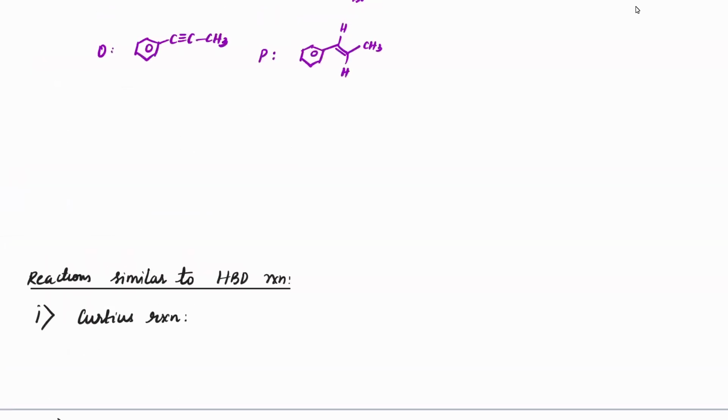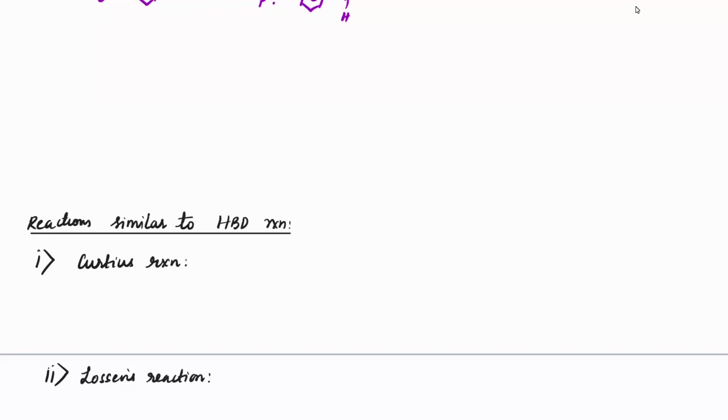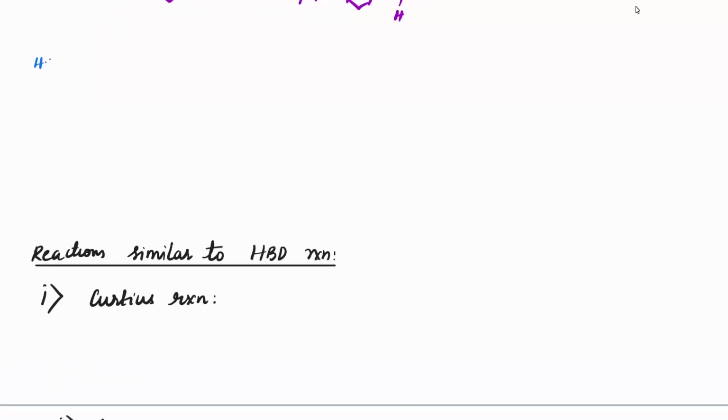Right. Let me remind you first what we discussed in the last class about Hoffmann bromamide degradation. This is a reaction where an amide, on treatment with Br2 in the presence of NaOH, is converted into a primary amine and Na2CO3 plus NaBr, 3 moles of NaBr, correct? Sorry, 1 mole of NaBr. So this is what will happen.